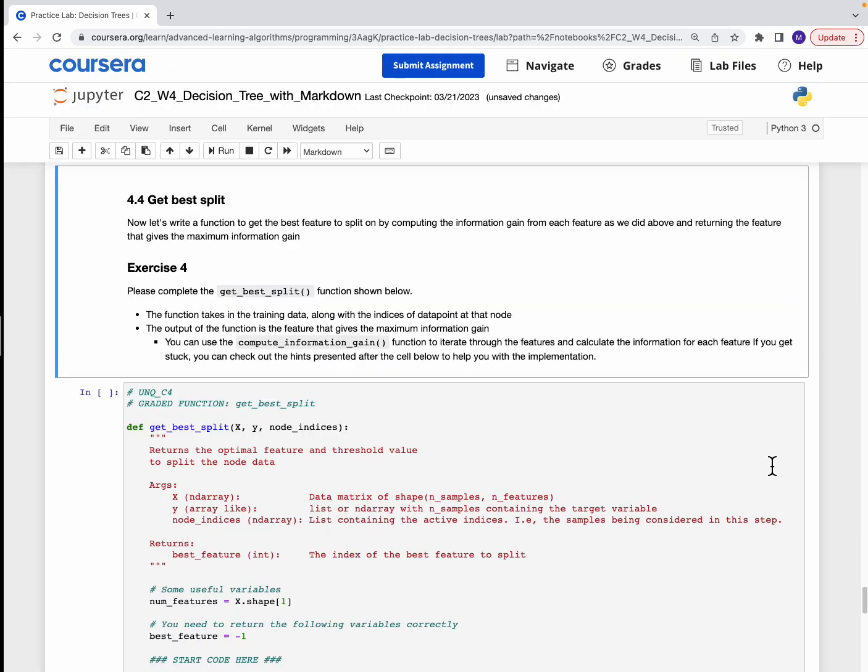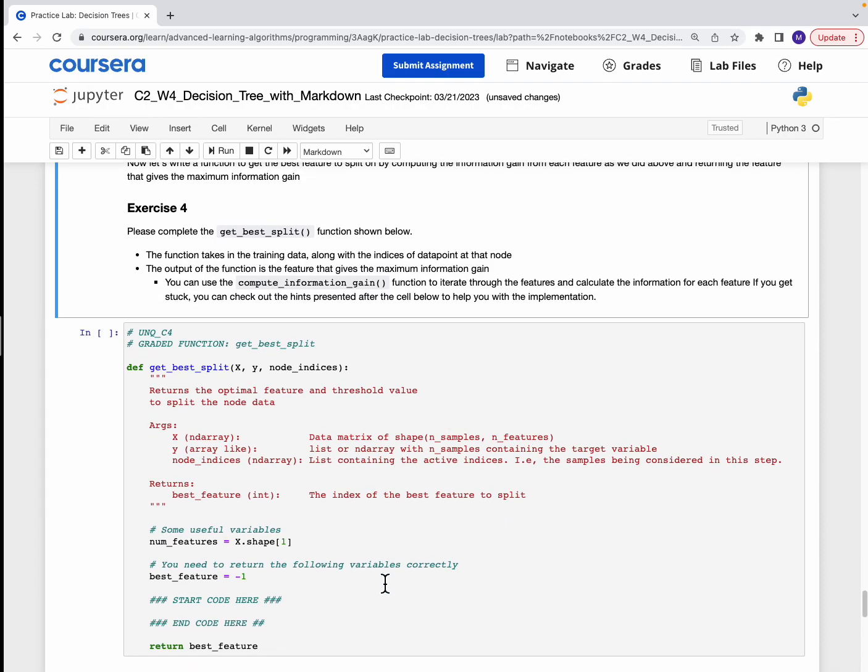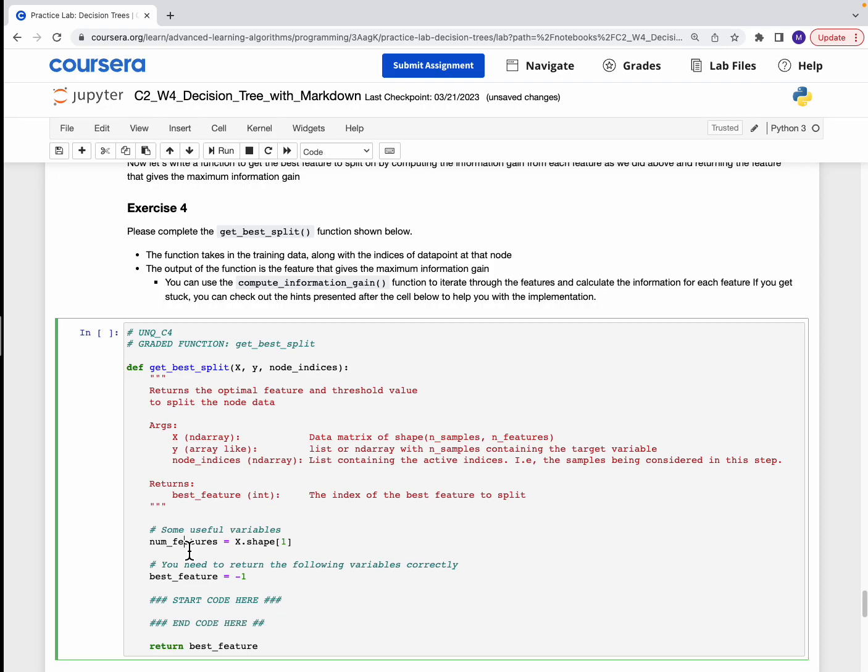Get best split. We're writing a function to get the best feature to split on by computing the information gain from each feature and returning the feature that gives the maximum information gain. So we have x, y node indices, and we're returning best feature, which is the index of the best feature to split on. And we have known features, which has our information gain from the features, and we're returning this best feature thing.